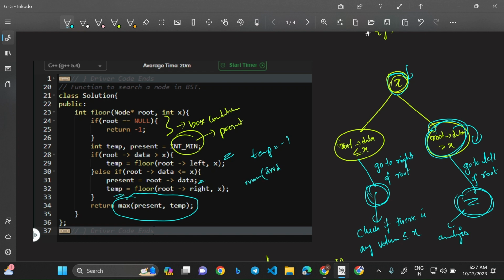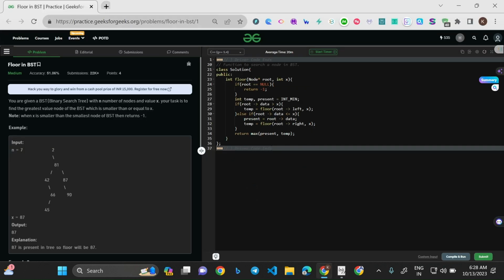Let us assume we have not found anything related to present, even if it's not going into this else if, it has just gone to the first if. In that case, my present would be int min and temp would be -1. The maximum of these would be -1, and that would be returned. That's what the question is asking as well: if you do not find anything, when x is smaller than the smallest node of the BST, then return -1.